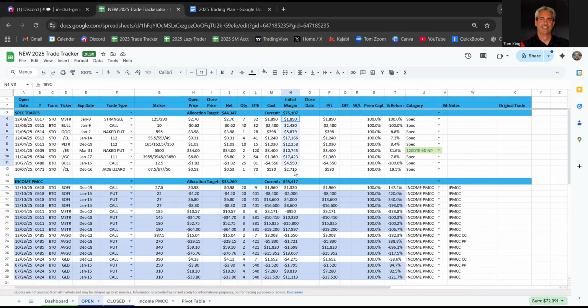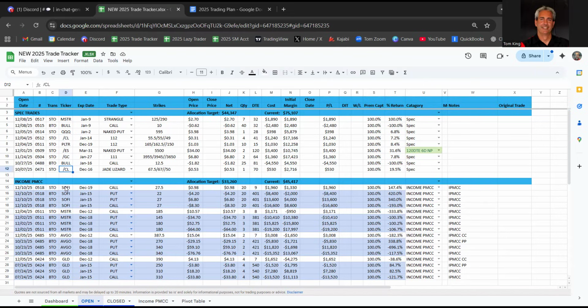All right, so these are my current trades. We've got the strategy strangle, we've got a bull call, another bull call here. Those may not be great trades. We'll see how they play out. I've got a QQQ naked put. This one I'm shooting for 90% or assignment. I've got 112s in oil. I've got 112s in Palantir. I've got 111s in gold. I've got a Jade Lizard in oil.